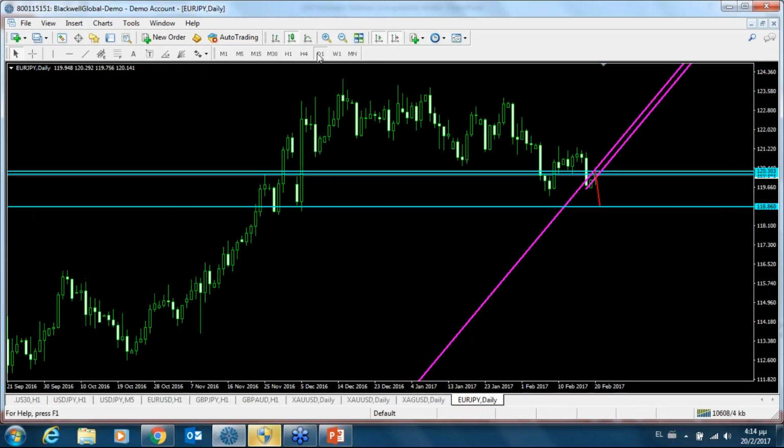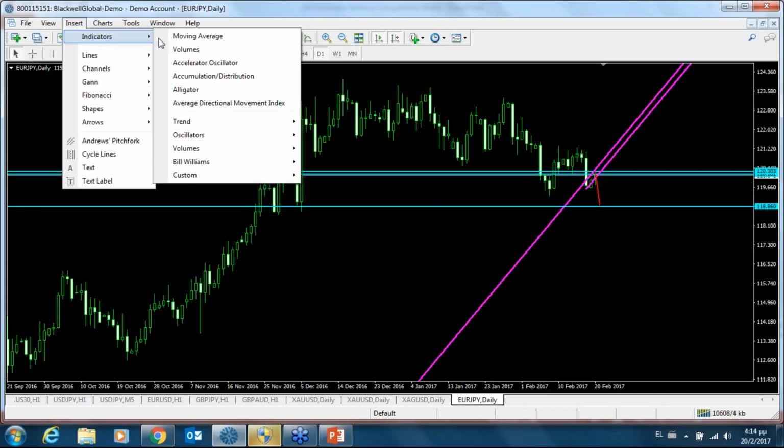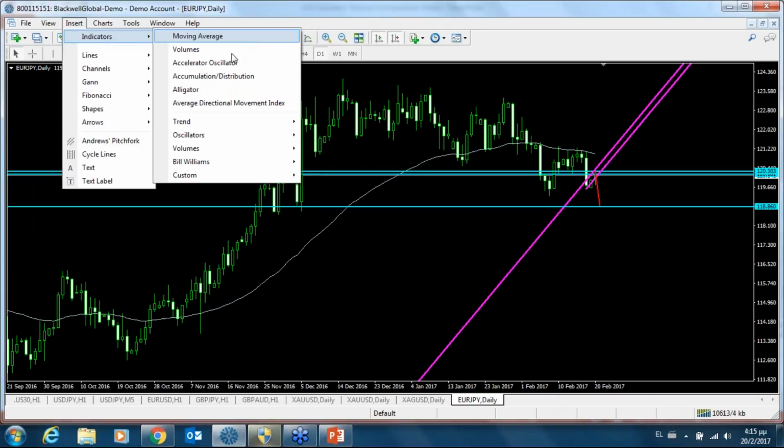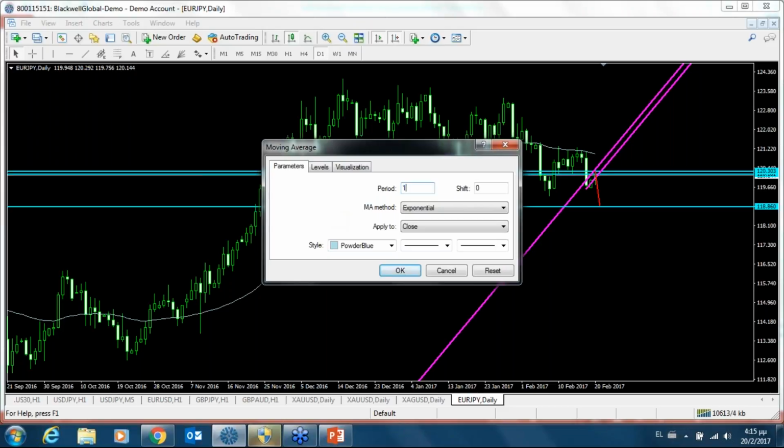Now, if we go into the daily chart, you need to first apply the moving averages first, 50. Then you've got your indicators on the moving averages again on the 100. Okay.